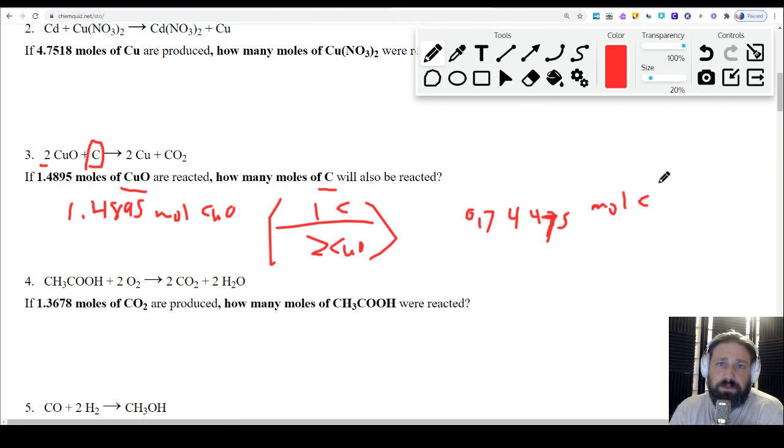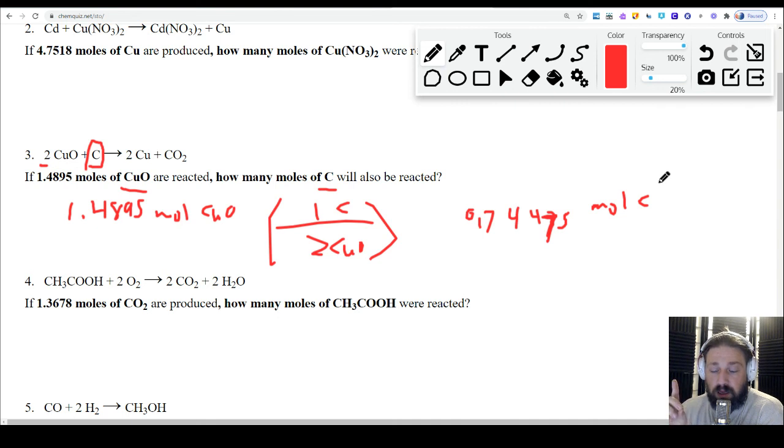So this is an example of what I want. I have a PDF. Do these problems. It looks exactly like this, just different numbers and different reactions. So go through and do this, submit it, and you're done for the day.